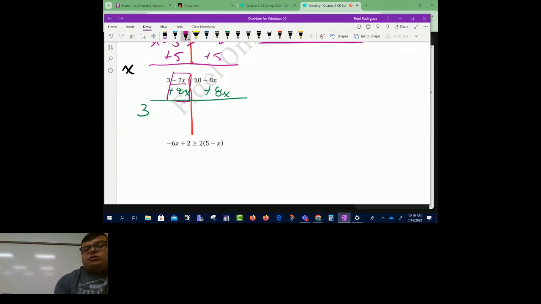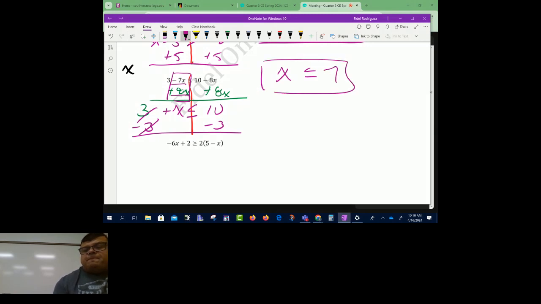That means I owe you $7. I have 8. Still left with 1. Okay, less than or equal to 10. I'm going to go ahead and minus 3 and minus 3. And I'm getting x is less than or equal to 10 minus 3, which should just be a 7. And boom, there's my answer.